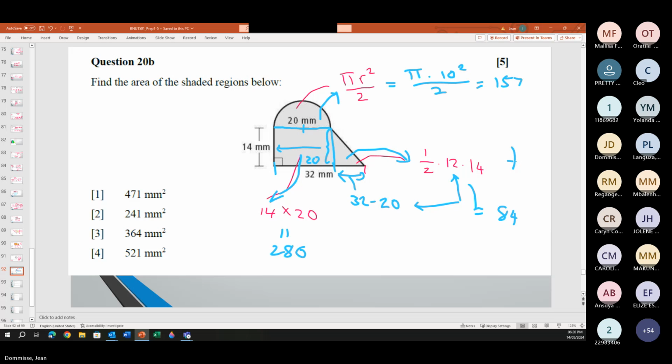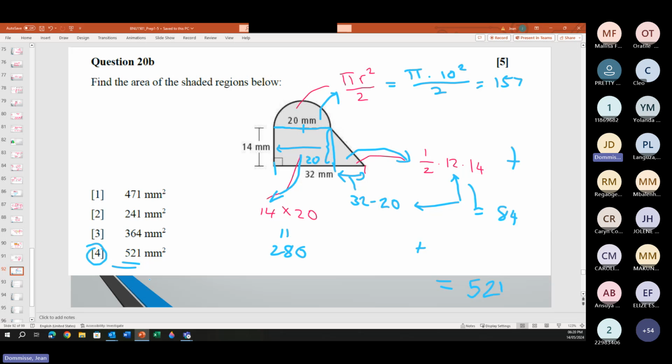So if I say 157 plus 84 plus 280, my final answer is 521, which is option 4. Okay, so this one is a lot of work because you needed to basically work out 3 areas and then add all the areas to get to your final answer.